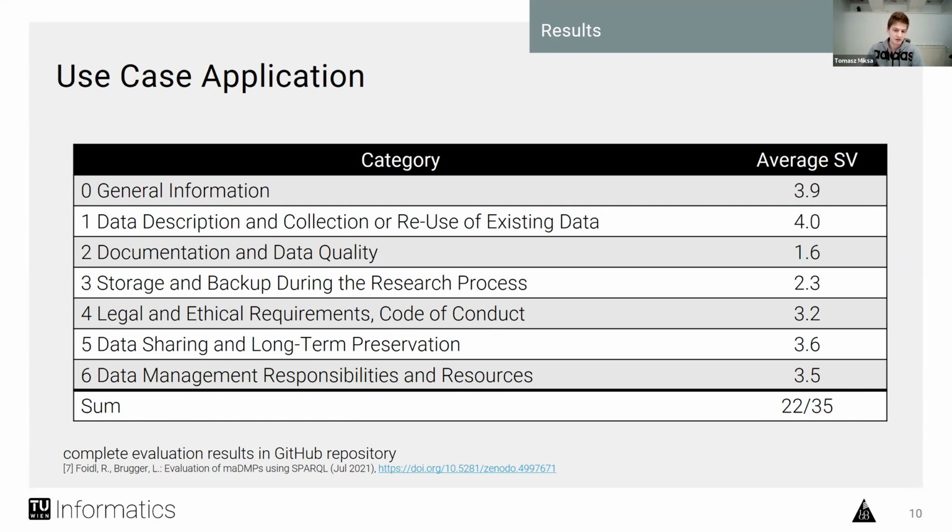The maDMPs we took from the Zenodo community totaled up to 22, with the lowest satisfaction values in categories 2 and 3. This is a symptom of the fact that we discovered that many of the DMPs lack documentation about the metadata standards in use and about how they were storing and backing the data up. This is why categories 2 and 3 have a low satisfaction value.